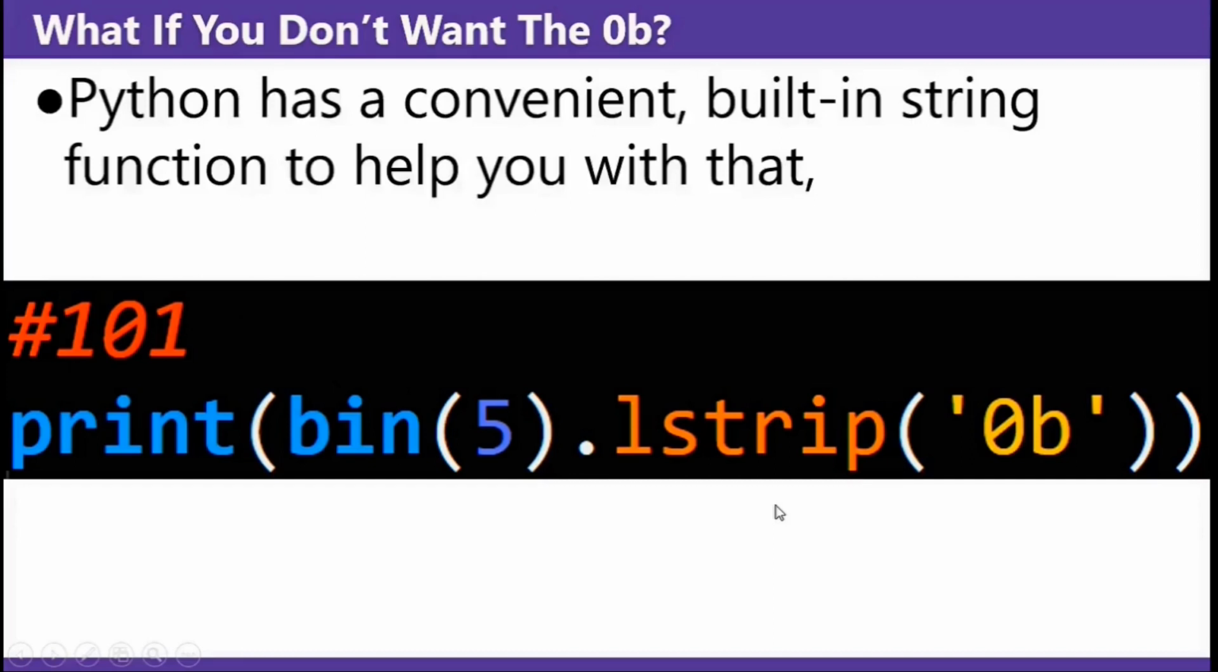Python has a built-in string method that can help you with that. It's called lstrip, and it removes a certain substring from the start of your string. If you simply chain the lstrip with an argument of string 0B to the end of your bin call, you can get your sweet binary without the extra 0B.